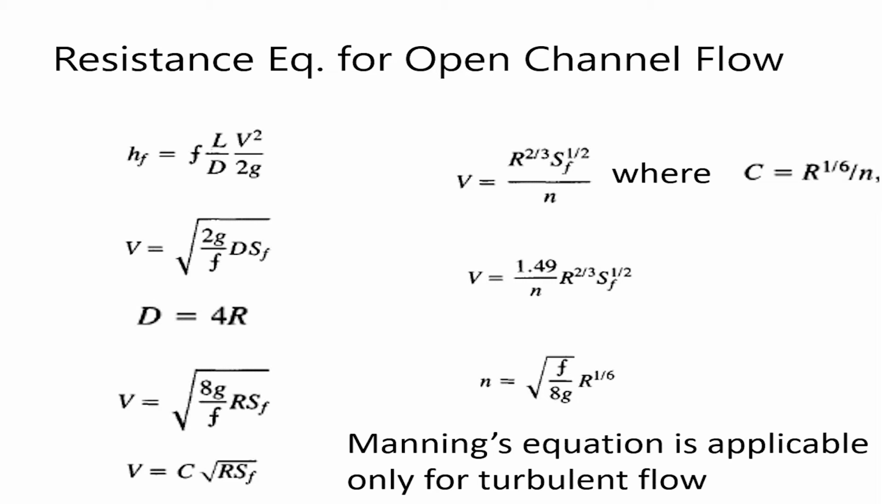And this Manning's equation or Chezy equation, they are applicable only for turbulent flow. So you will come to know, in the fluid mechanics, in the hydraulic engineering course, you will be studying what is turbulent flow. Okay. So there are two types of flows: laminar flow and turbulent flow. So in the laminar flow, flow is taking place in layers. One layer is sliding over another layer, and there is no cross momentum transfer between the two layers.